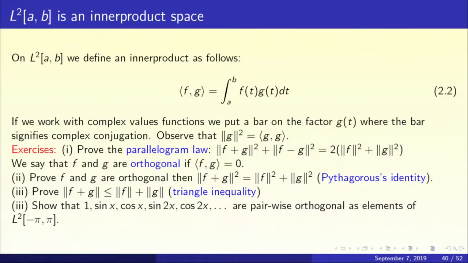Next problem is the Pythagoras' identity. Norm of f plus g squared is norm f squared plus norm g squared provided f and g are orthogonal. When are f and g orthogonal? We say that f and g are orthogonal if the inner product of f and g is 0. So, when you have two orthogonal functions f and g, norm of f plus g squared equals norm f squared plus norm g squared. Finally, the triangle inequality. Norm of f plus g is less than or equal to norm f plus norm g.